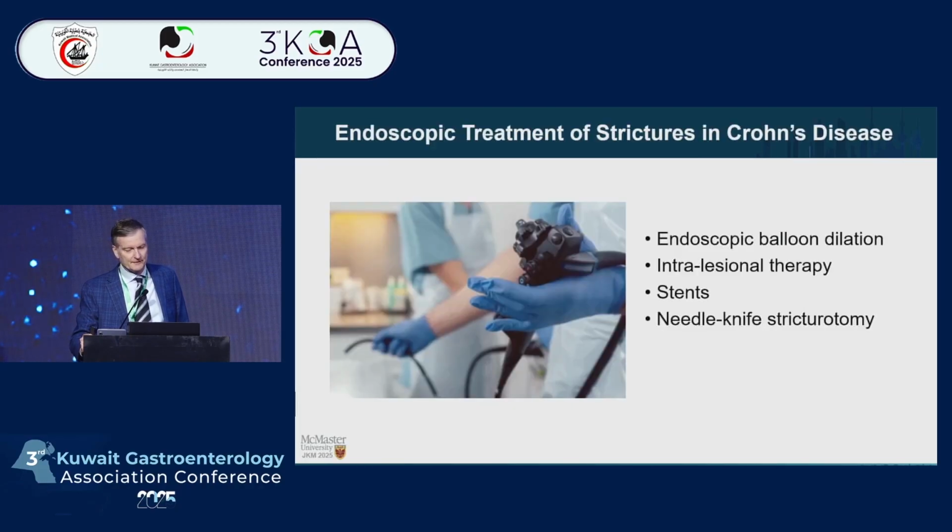What do we do today? Well, a lot of us are doing endoscopic interventions for strictures in Crohn's disease. And of course, we have different things available to us. I think endoscopic balloon dilation is probably the mainstay. Is there a role for intralesional therapy? What about stents? What about doing a needle knife stricturotomy? All of these things are potentially within our toolkit.